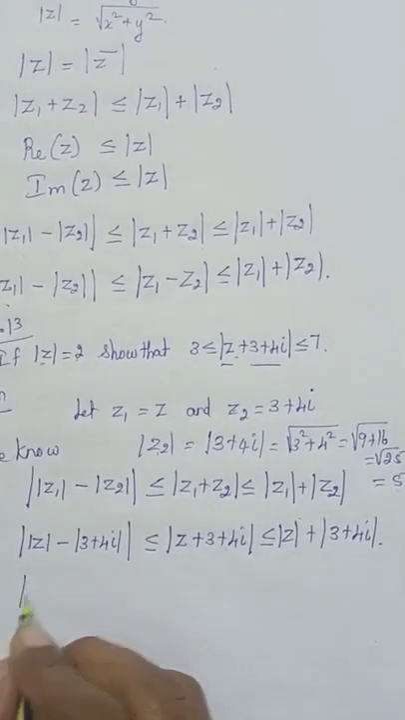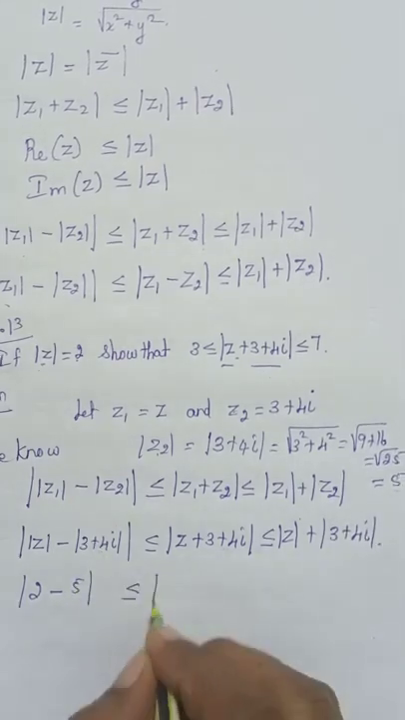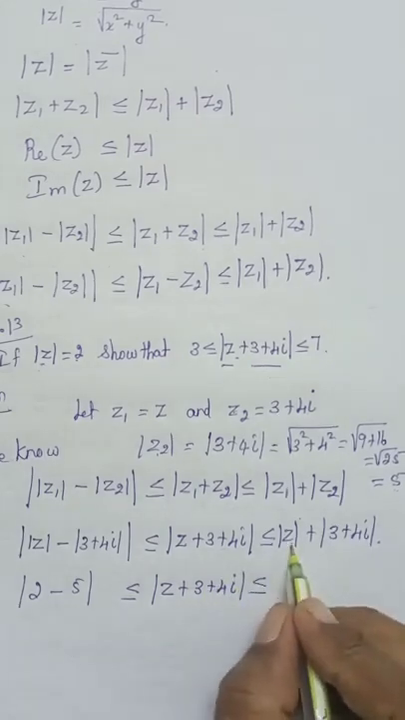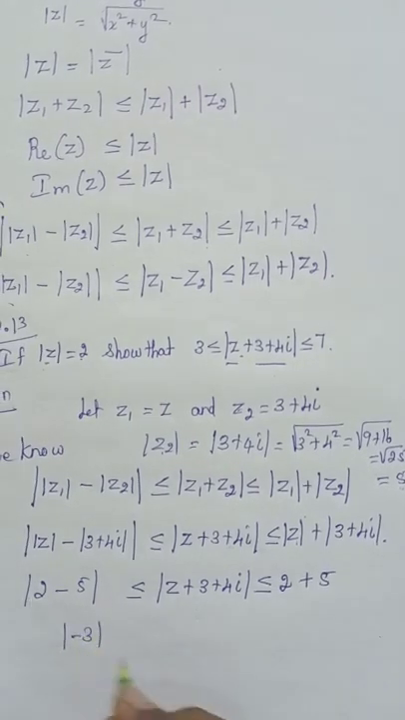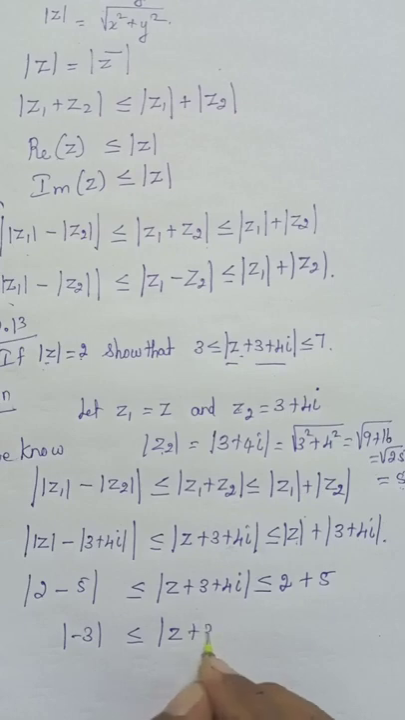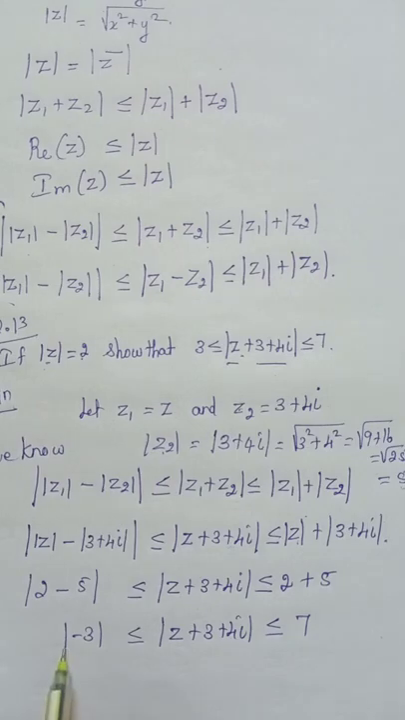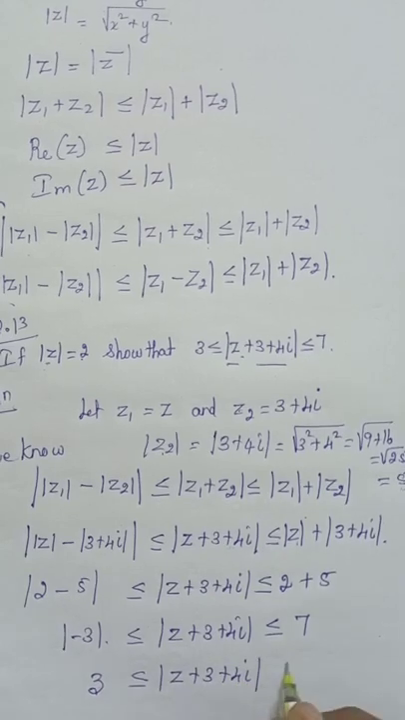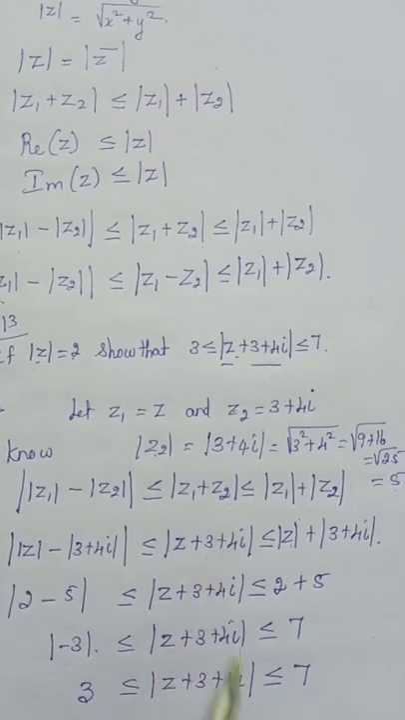Now we can substitute in this. Modulus z1 minus modulus z2, this is 2 minus 5, less than or equal to modulus z plus 3 plus 4i, which is less than or equal to 2 plus 5. See, this is modulus of minus 3 less than or equal to modulus z plus 3 plus 4i less than or equal to 7. Modulus of minus 3 means, we know, that is 3. So 3 is less than or equal to modulus z plus 3 plus 4i, which is less than or equal to 7. This is one method to prove it.